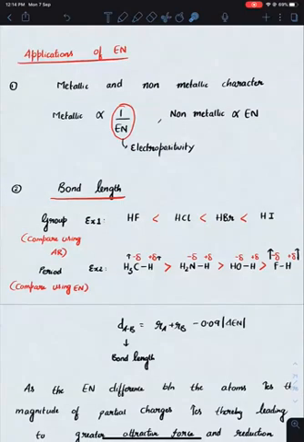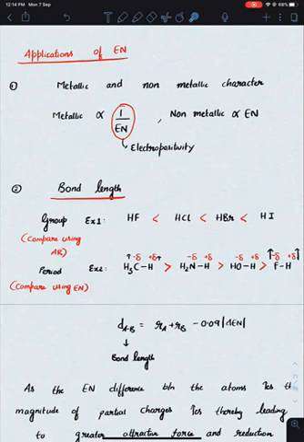Applications of electronegativity are very, very important. First is to judge the metallic and non-metallic character. Metals have lower value of electronegativity, or they have higher value of electropositivity. Non-metals have higher value of electronegativity.